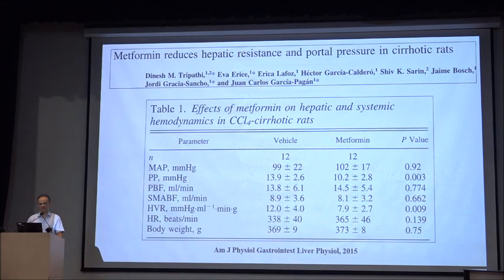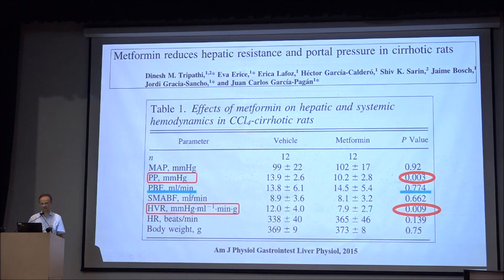And this is a very famous study by Dinesh from our institute, where it was found that metformin reduces the hepatic resistance in the CCl4 model as well as in the CBD ligation model of the cirrhotic rats. And it was seen that the portal pressure reduction in the metformin group compared to vehicle was nearly 23%, which was additive to that of propranolol. This led to the reduction in the hepatic vascular resistance, but it did not lead to any reduction in the portal blood flow, meaning thereby that it primarily acts on the hepatic microvasculature and not on the splanchnic circulation.